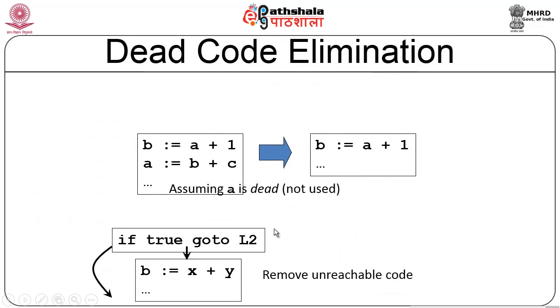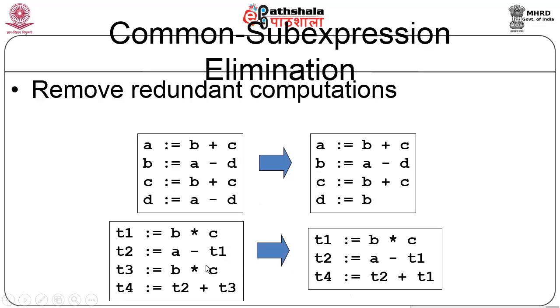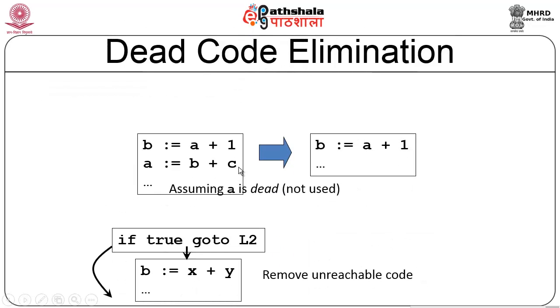The next one is called dead code. Whatever we have done earlier in terms of removing this T3 equal to T1, that is actually dead code. So, we have already incorporated dead code here, but let us look at it from this particular example's point of view. B is equal to A plus 1 and A is equal to B plus C. Assuming A is dead, that is, A is not going to be used later, that is, after this basic block A is not used at all, in that case I can get rid of this complete statement as it is. I do not even have to look at computing that. So, B is equal to A plus 1 will be your scenario.